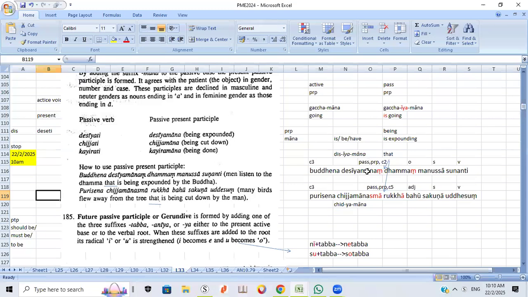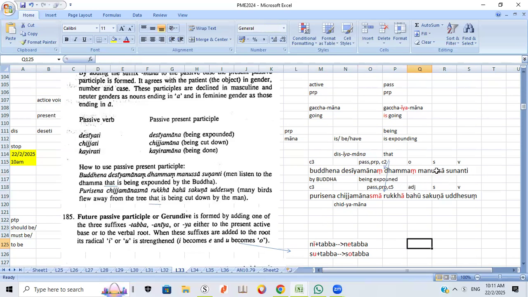Desia Manang. That means, if you break it down, it is by the putter, by the putter. So in this particular case, by the Buddha here. So what you need to do is, this one is being expounded. Expounded.